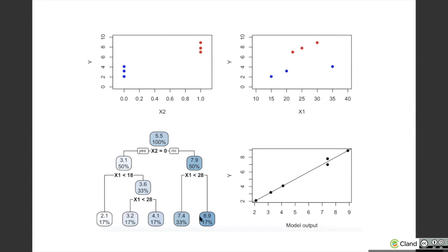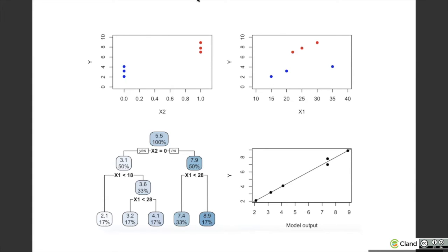You have four other situations here. For example, the situation on the right here is obtained when x2 is equal to 1 and x1 is higher than 28. In that case, the predicted value is 8.9. This is the best tree found by the algorithm based on the data provided. On the last graphic here, you see the comparison between the model output and the observation. The model output is on the x-axis and the observation on the y-axis. You see that the quality of fit is very good.